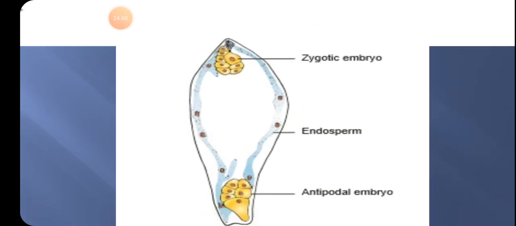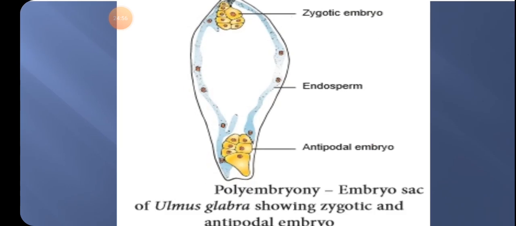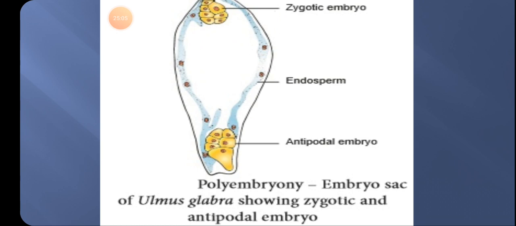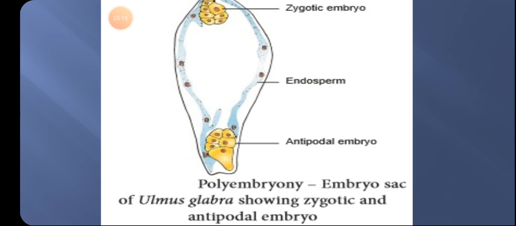At the top, the zygote is present. From the zygote, the embryo is formed, that is a zygotic embryo. At the bottom, antipodals are present. From the antipodal region also an embryo is developed, so that is an antipodal embryo. Here they are also showing Ulmus glabra with the zygotic and antipodal embryo. So here more than one embryo, two embryos are present, upper one and lower one. So this is also a polyembryony.